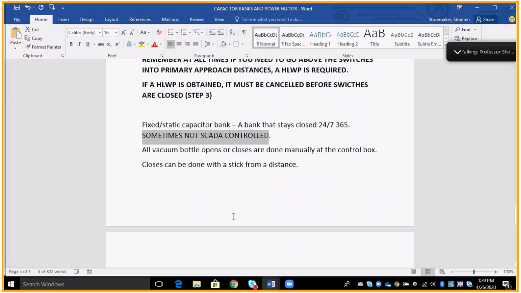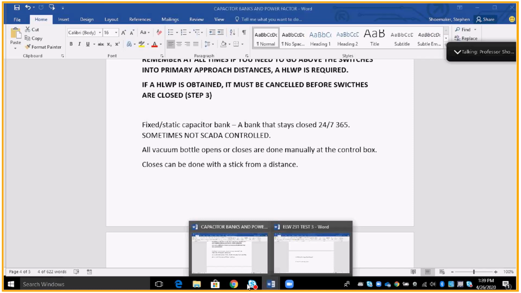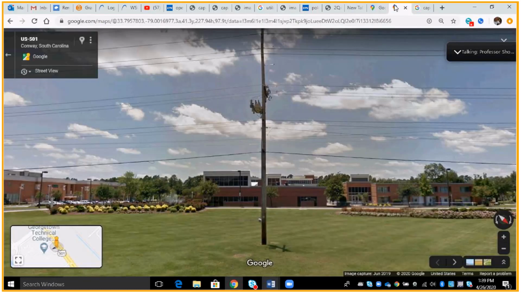So, closes can be done with a stick from a distance. Kind of surprisingly, they do make an attachment for switches, and sometimes you can just use the actual end of the switch. If you don't want to get directly underneath it, you can take a stick and stand in this location over here and put the stick out and actually press the close button from this distance. So that's another safe way to get away from the bottom of the pole. The fuse is going to eject right down here, right in this area. You can get way over in this area, out from underneath the bank, and press that close button.